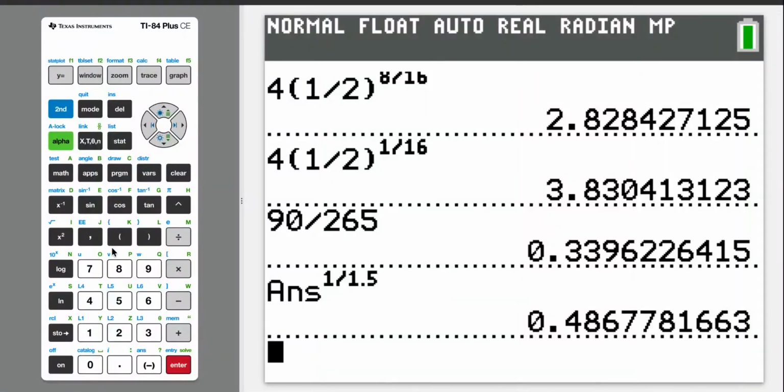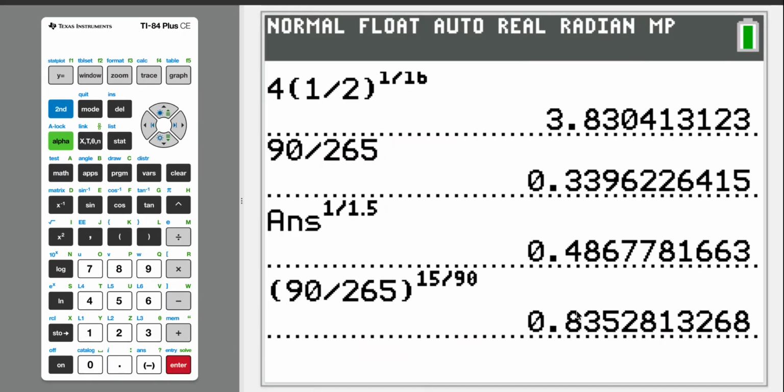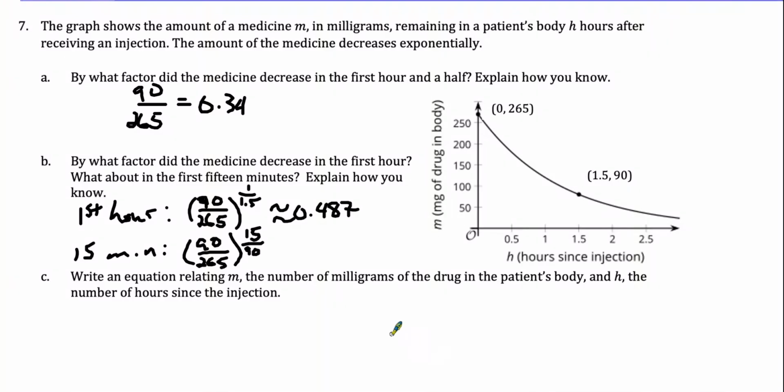But if I do 90 divided by 265 and raise that to the 15 divided by 90 power, because my time interval here is 1.5 hours, so that's where I get the 90 minutes, I get about 0.835, so that would be my growth factor over a 15-minute time period. But again, we can just leave it as this. We don't even have to put it in the calculator. We can just leave it as this fraction to the power.